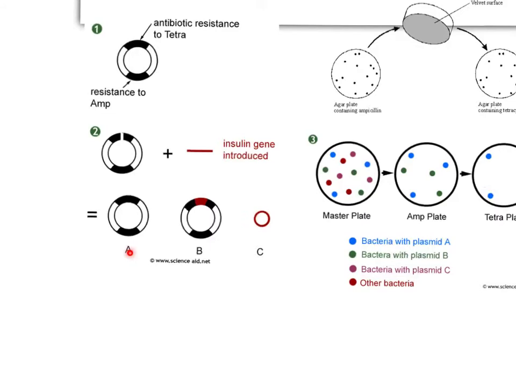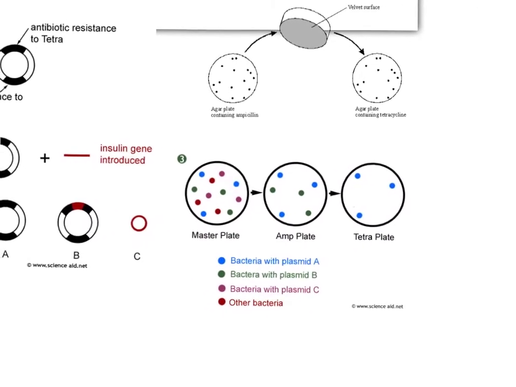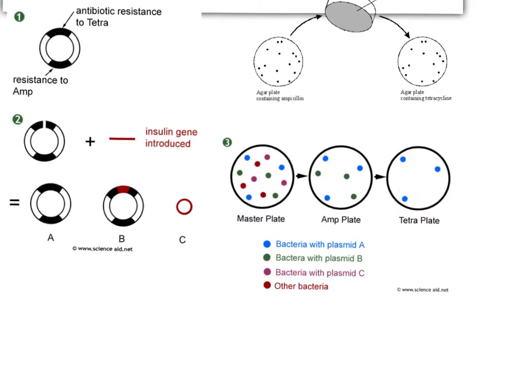Okay, so we have option A, option B, option C. What we would then do, if you look over here, is spread our bacteria. We've tried to get these plasmids taken up by bacteria, by heat shock treatment or electroporation or whatever, and we then plate our bacteria onto an agar plate, a petri dish with agar in it, and allow the bacteria to grow.